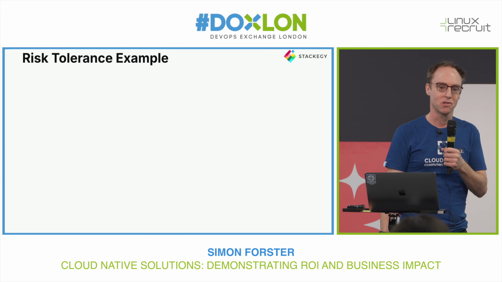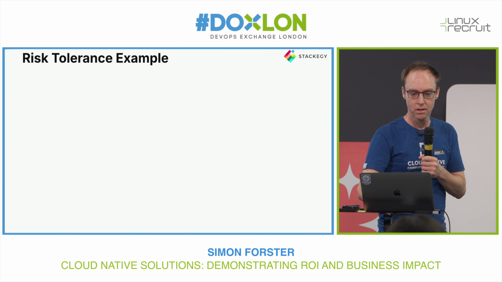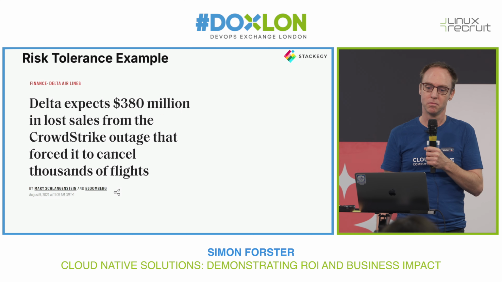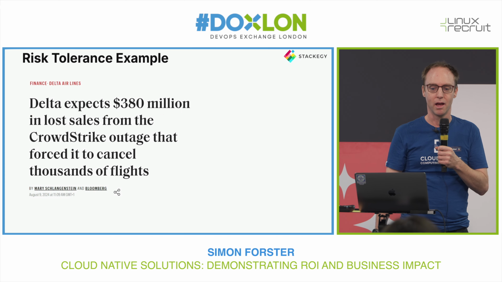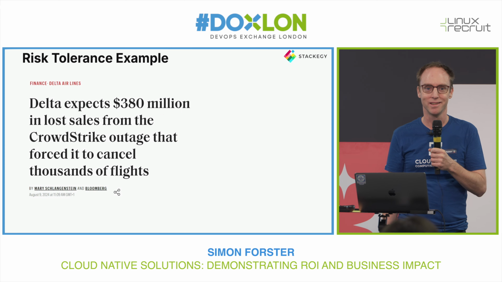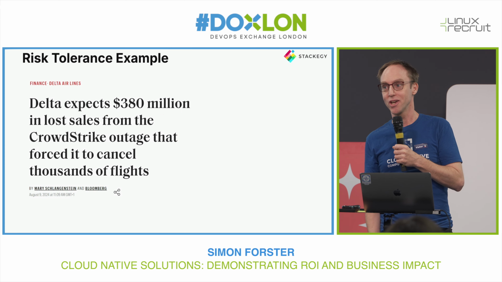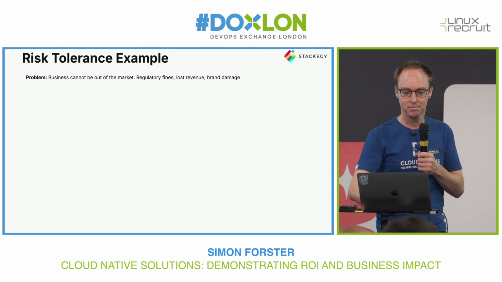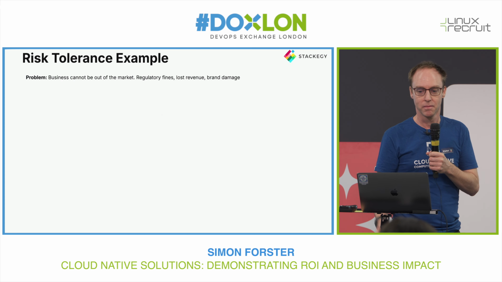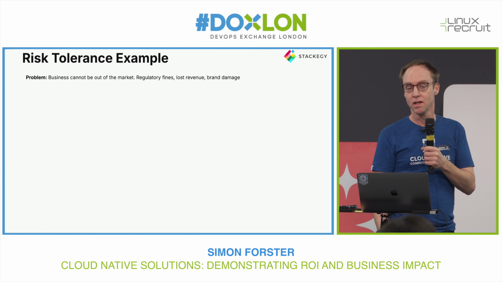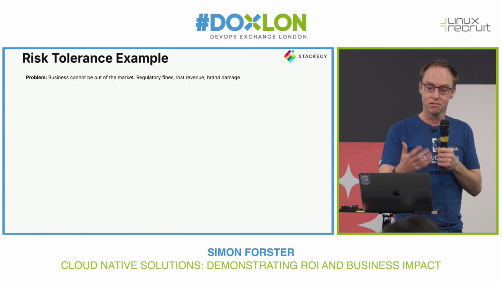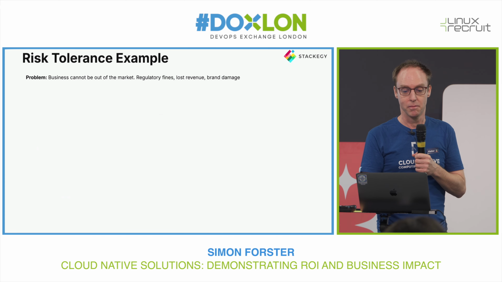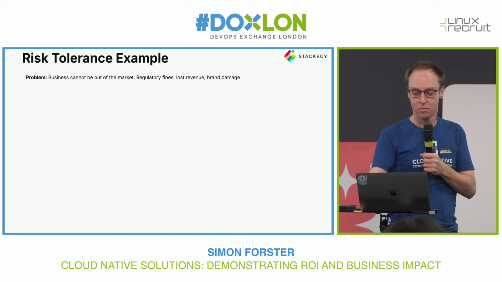Then there's the risk topic as well. I think we might be familiar with this. This is an American example: Delta lost 400 million as a result of a supply chain problem with CrowdStrike. So there's a few dimensions to this. There was brand damage, lost revenue, and if that were a financial institution, there might be fines involved as well. And of course, being out of the market. So that's one of the problems that we face.